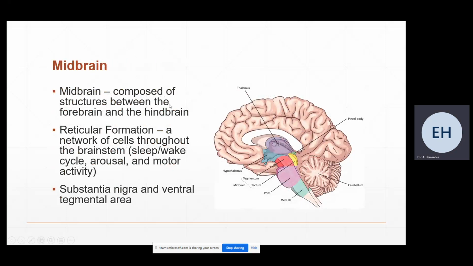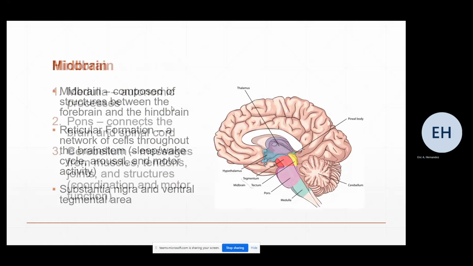Do be aware of some of the midbrain structures. The tegmentum is what we would refer to as the VTA, the ventral tegmental area. And the reticular formation is a network of cells that help regulate our sleep-wake cycle.